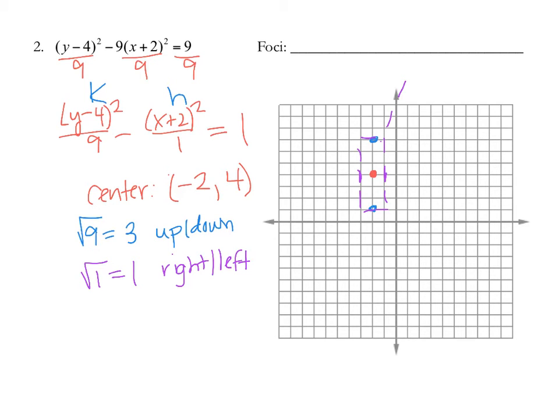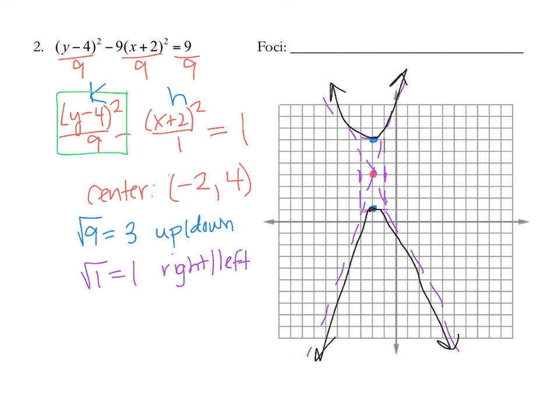And we're going to go through the corners of the rectangle and through the center to make the asymptotes. And then I know, based on my first fraction, first fraction has y, that y is in control. So these two branches of the hyperbola are going to face up and down. So they should look something like that.